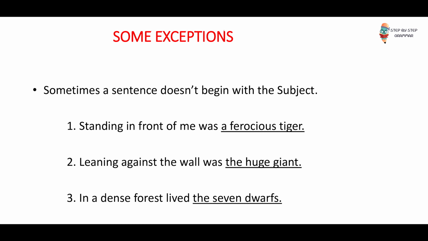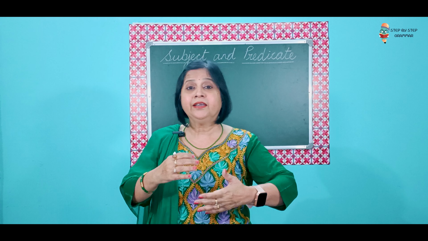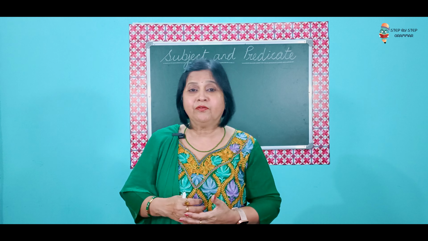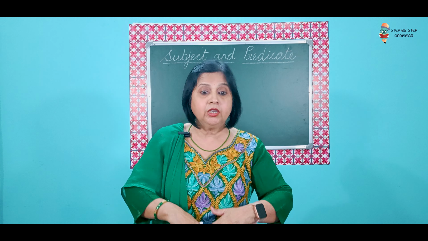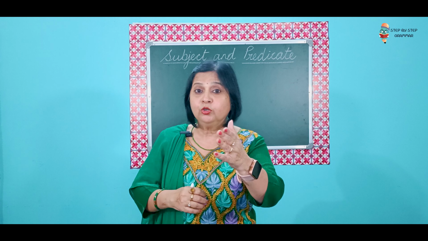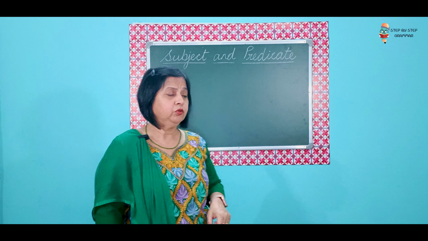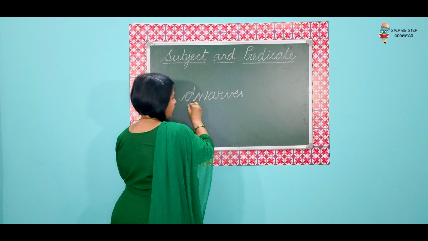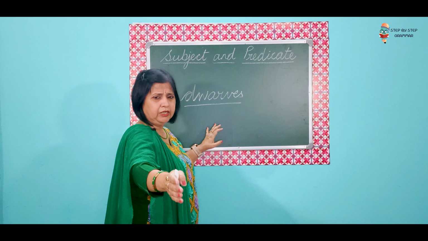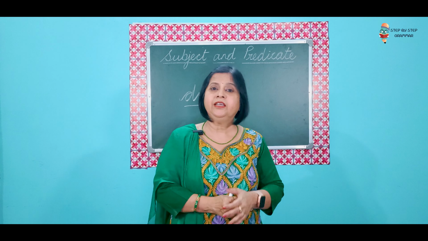Similarly, in a dense forest lived the 7 dwarfs. You all must have read the story or heard the story of Snow White and the 7 dwarfs. So while writing the story or narrating the story to someone, when you're describing something and you want to talk about where they lived, in a dense forest lived the 7 dwarfs. Now dwarfs is the plural of dwarf. You can also say dwarfs like you can see, or it can also be dwarves. Both are correct. This is less commonly used. We mostly use dwarfs, but both are absolutely correct.